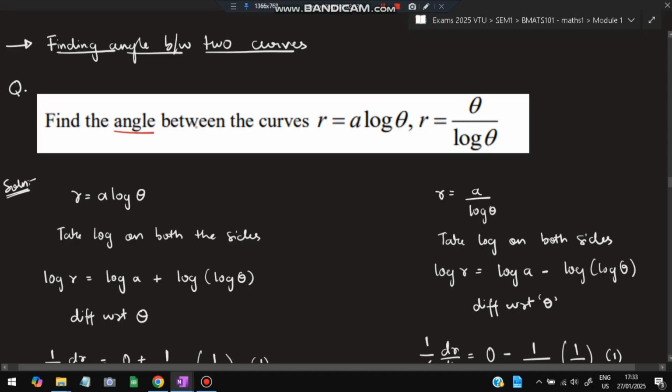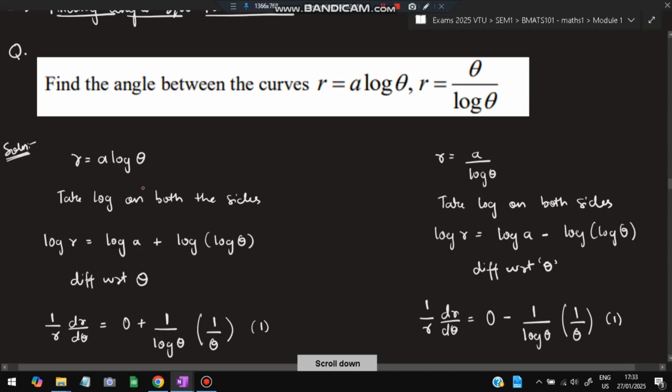Now the step one, what you have to do, you'll be given in the question in the examination, find the angle between the curves. One curve will be given here, and separated by a comma another curve will be given. Two curves will be given to us. So divide the page into two parts, and write the first curve here and the second curve here. After that, you have to take log on both the sides. No matter what the question is, you always have to take log on both the sides.